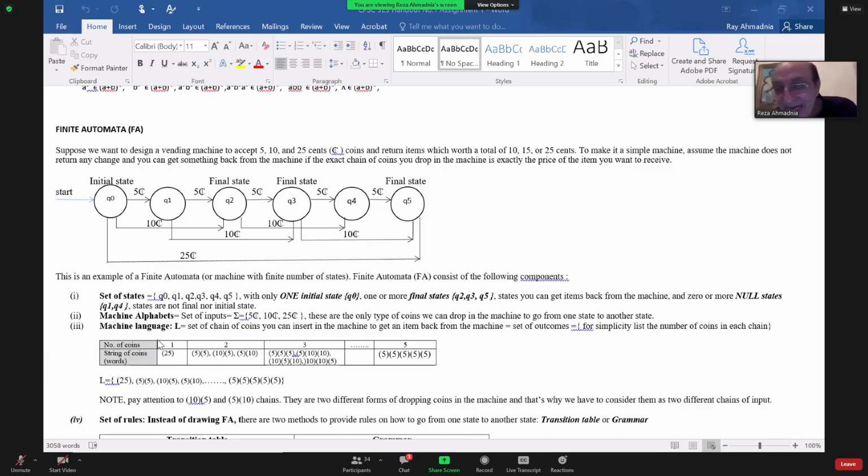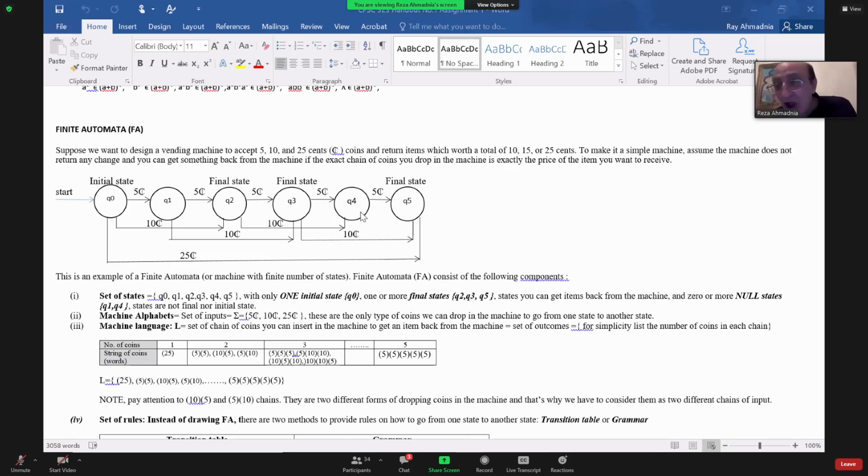And then what is the language of this machine here? The language of a machine is the sequence of coins that takes you from the initial state to a final state. So it is a language if the amount of coins you drop in the machine takes you to a final state, which means you can get something back from the machine. The language of this machine is a sequence of coins you can drop to get something back.